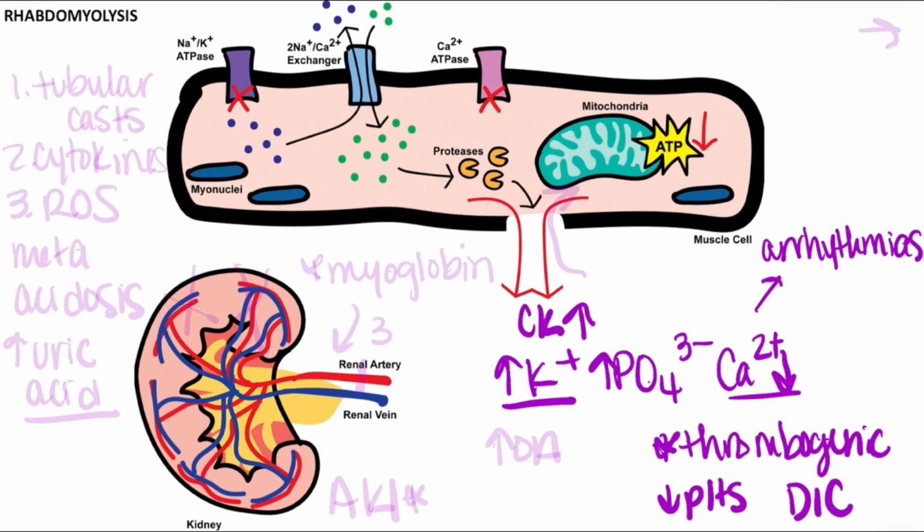The next component up will be the release of organic acids, and this will be things like lactic acid and uric acid. And the release of these leads to a metabolic acidosis.